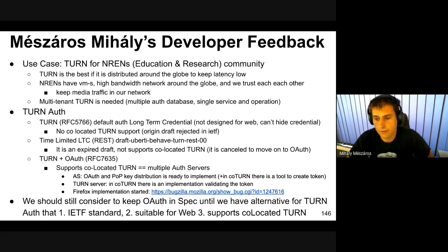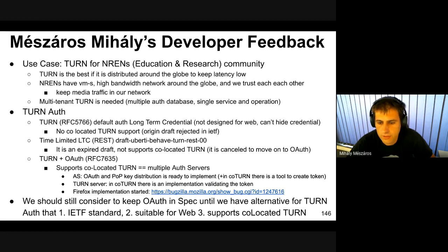And so we want to create a multi-tenant TURN solution. And as you know, it is not possible with the long-term credential, which is the basic authentication in the TURN RFC. Because the origin-based draft was rejected by the IETF, there is no way. And I want to argue to keep the OAuth inside the spec, because this is the only one that provides an IETF standard that is suitable for the web. The long-term credential, the username and password, is not really for browsers. They cannot keep it secret.